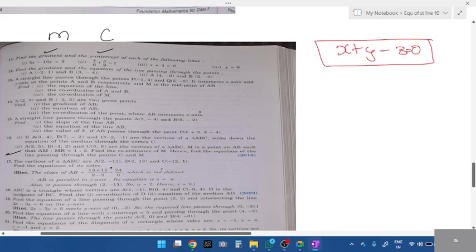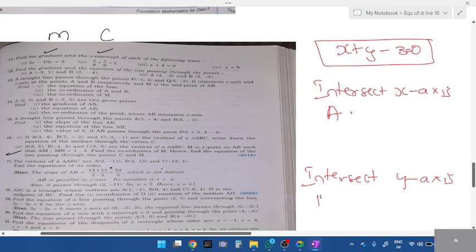Okay, here we need to find the coordinates of A and B, students. What does it say? It intersects the x-axis at which point? The x-axis at point A or B? All of you respond. It intersects the x-axis at which point? At A, and it intersects the y-axis at? Okay, look here. It intersects the y-axis at point B.